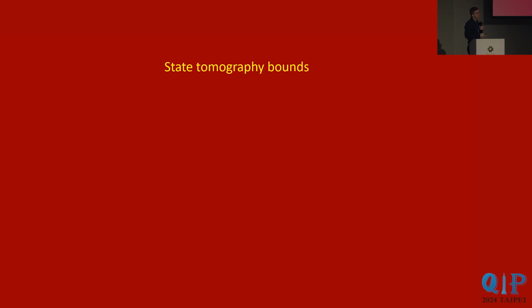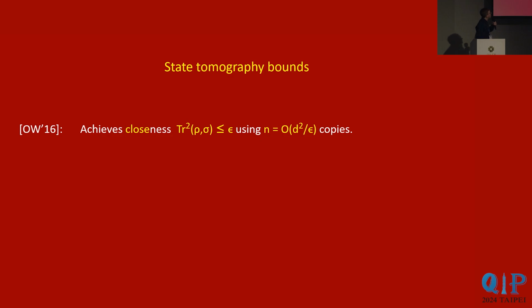Okay, so what's known about full state tomography? There's this result from 2016 that says you can do state tomography with order d squared over epsilon many copies, and this will give you closeness of your estimate. So the trace distance squared will be at most epsilon.